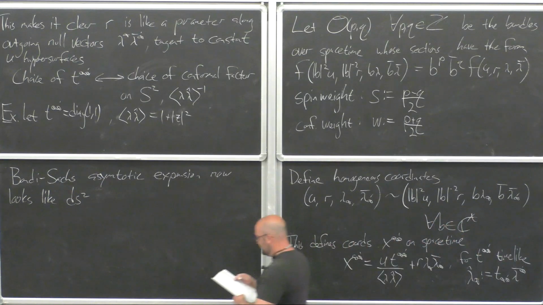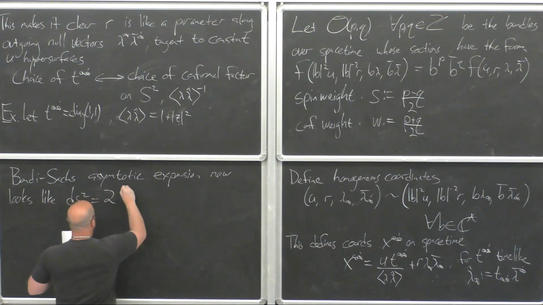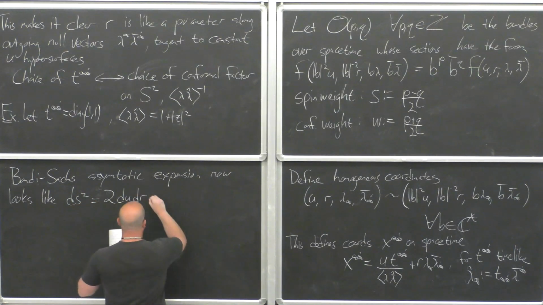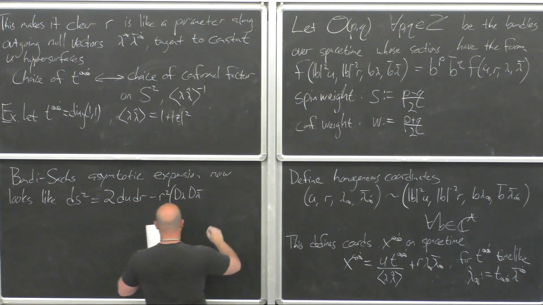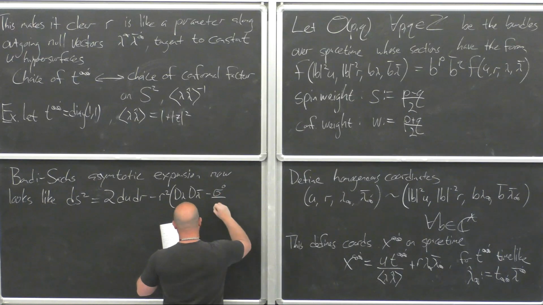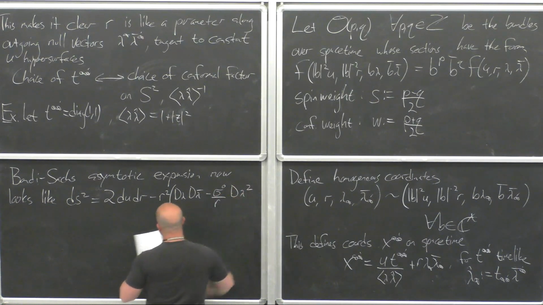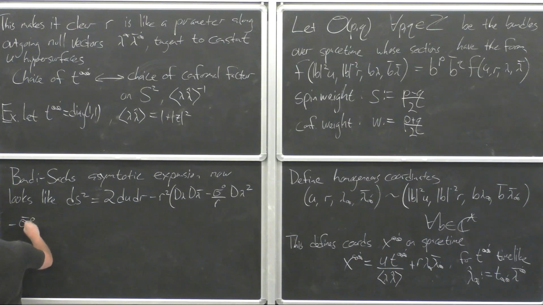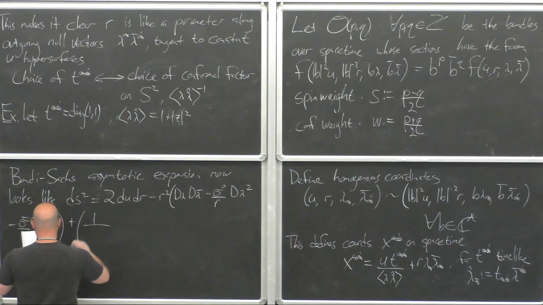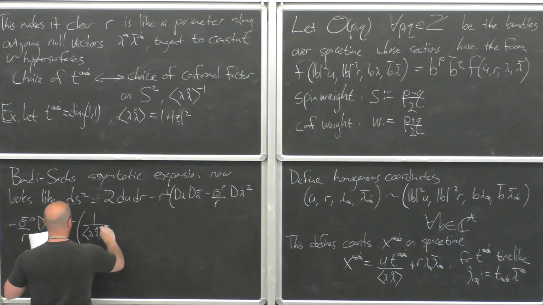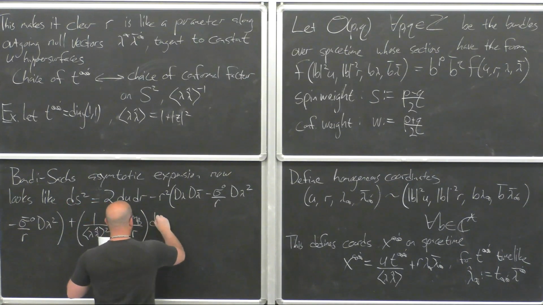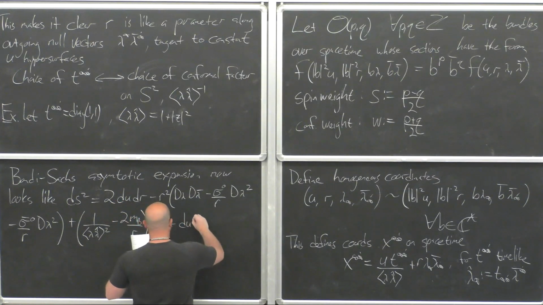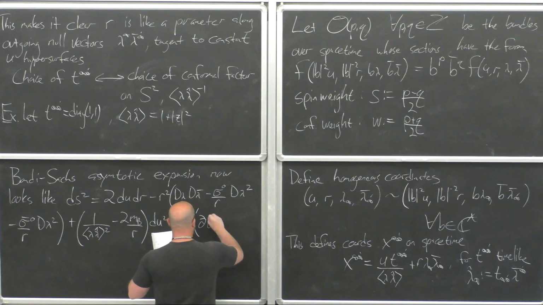Okay. So what we get is 2 du dr minus r squared d lambda d lambda bar, minus sigma 0 over r d lambda squared, minus sigma bar 0 over r d lambda bar squared, plus 1 over lambda hat squared minus 2 b over r du squared minus du. I'll explain my notation in a moment, I promise.